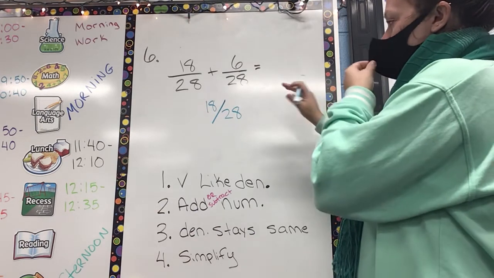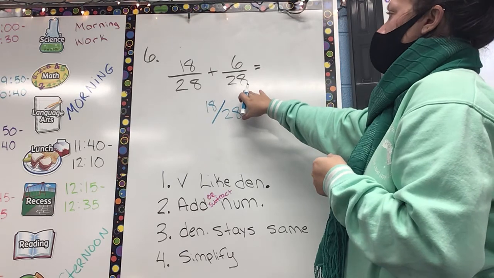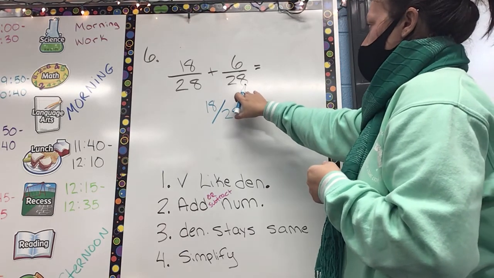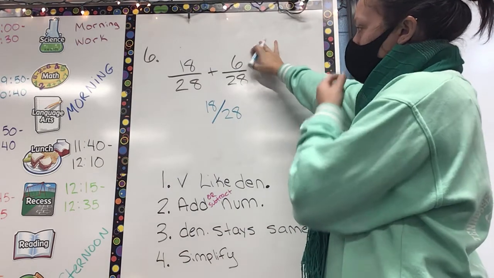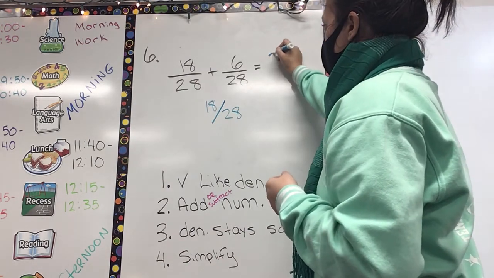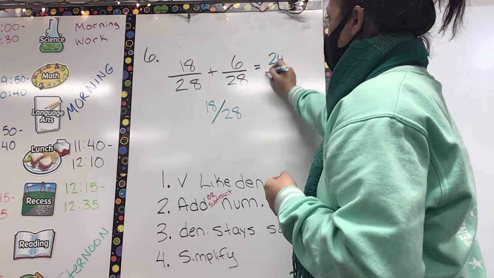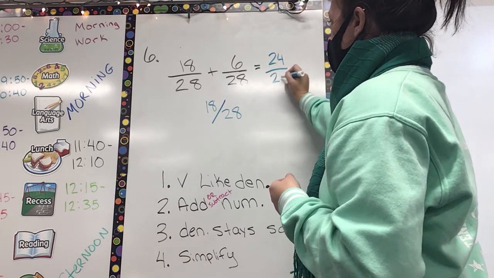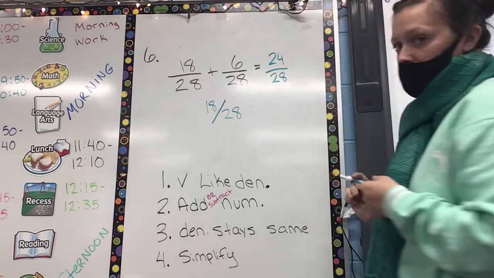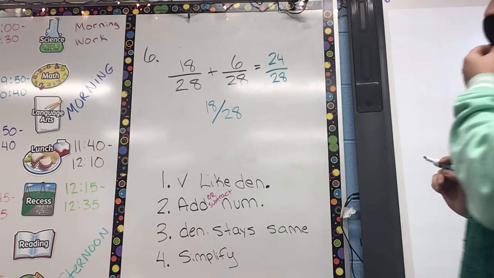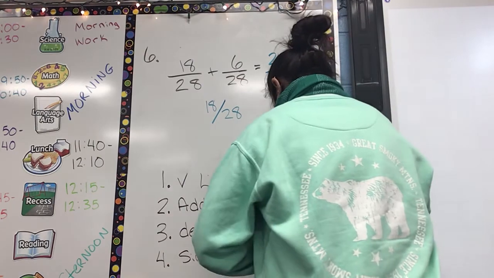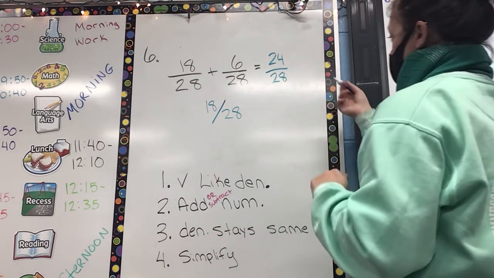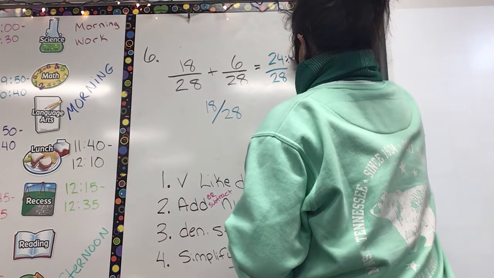Alright, let's check. My denominators, are they like? Yes. Alright, so now I need to add or subtract my numerators. 18 plus 6 is? 24. My denominator stays the same. Step 4 is I need to simplify. What could I use here as a common factor? 4, they say. Divided by 4.